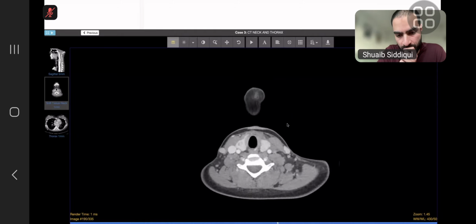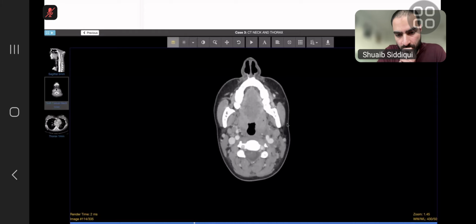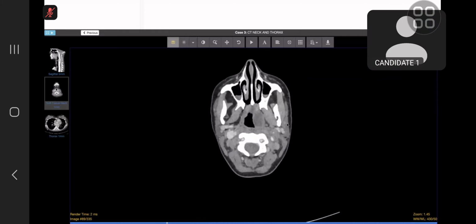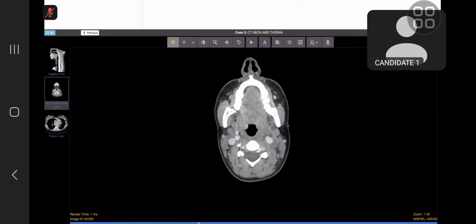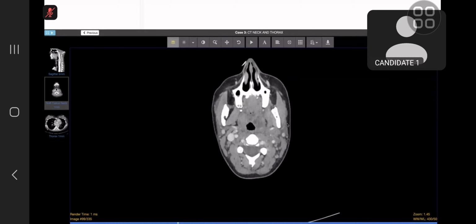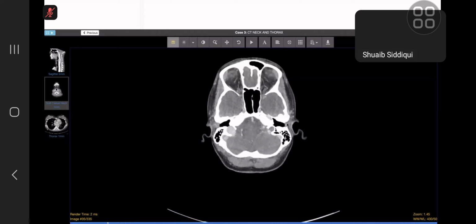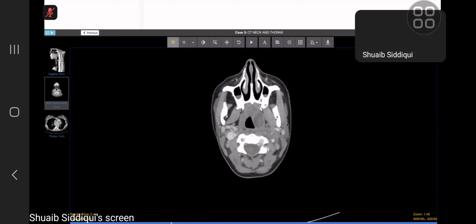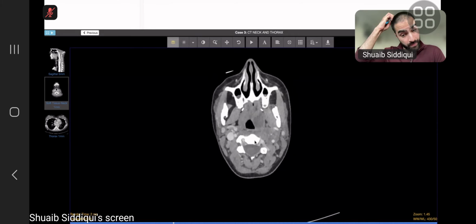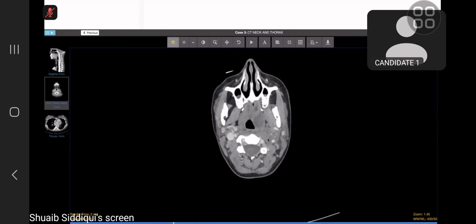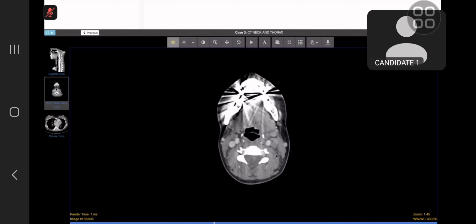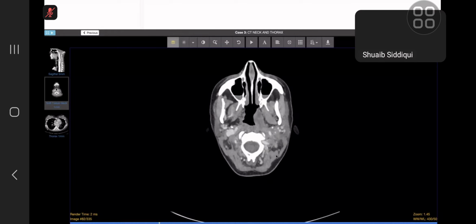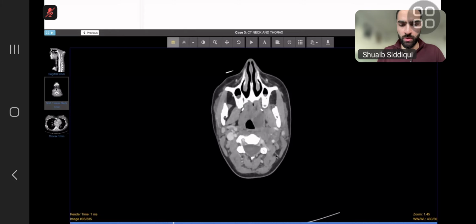Is there anything you notice? So the left IJV is not visualized. So it could be compressed, or it could be thrombosed. Okay, so now knowing that, can you put that together? So there's a possibility of left-sided IJV thrombosis because of the left tonsillar abscess. So there's extension of the left tonsillar abscess posteriorly into the carotid space. Okay, I'm putting all of this together. Do you know what this syndrome or disease would be called?